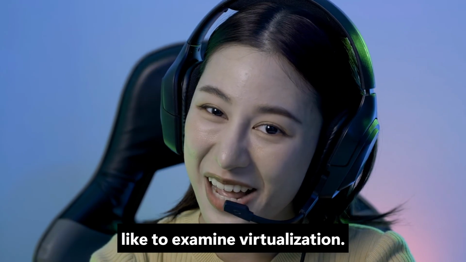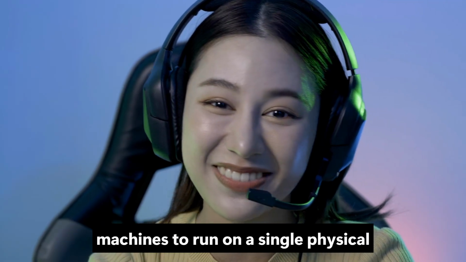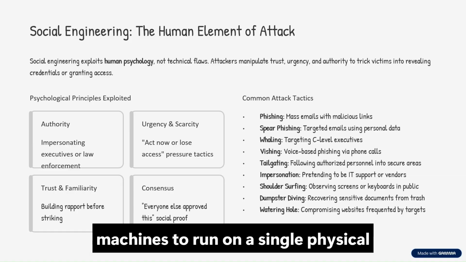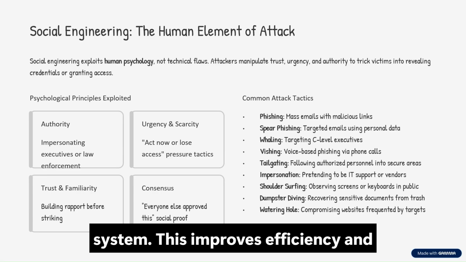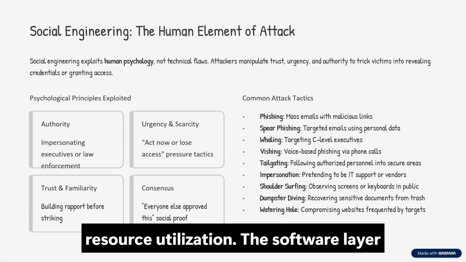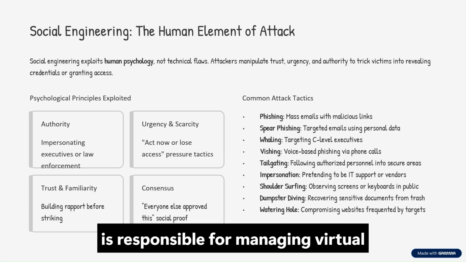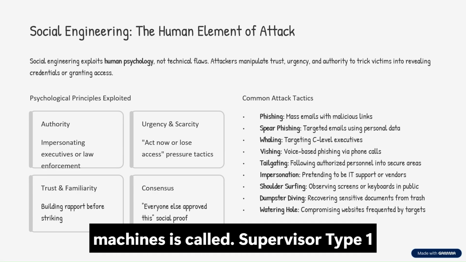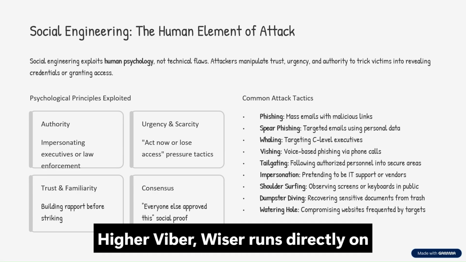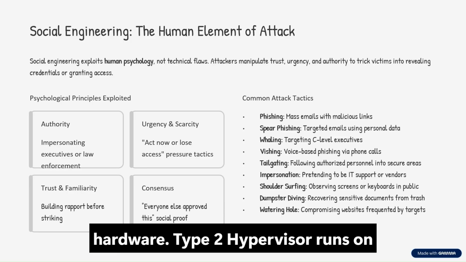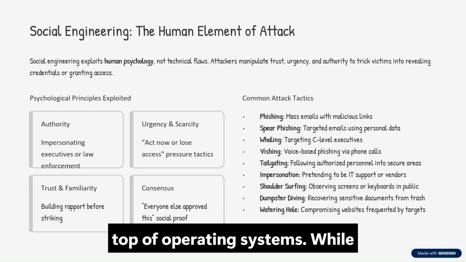Now let's examine virtualization. Virtualization allows multiple virtual machines to run on a single physical system. This improves efficiency and resource utilization. The software layer responsible for managing virtual machines is called a hypervisor. A Type 1 hypervisor runs directly on hardware. A Type 2 hypervisor runs on top of an operating system.